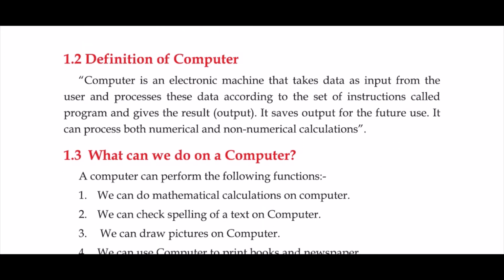What is the definition of computer? Computer is an electronic machine that takes data as input from user and processes these data according to a set of instructions called a program and gives the result to us. So the output is basically based on what type of instructions were given. It's just a machine to calculate things or to process data.